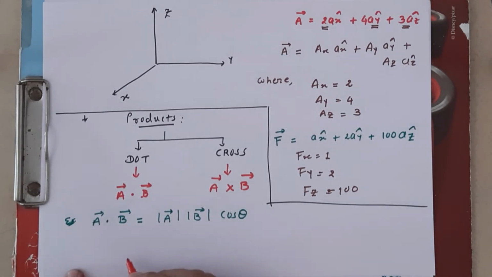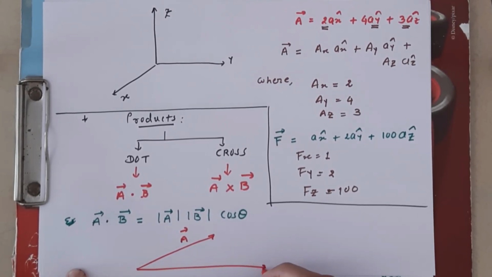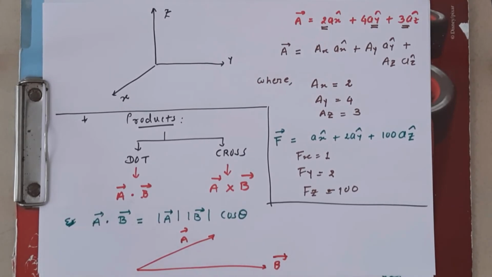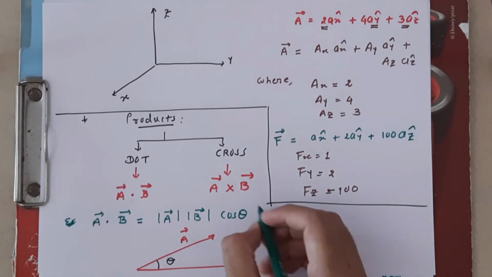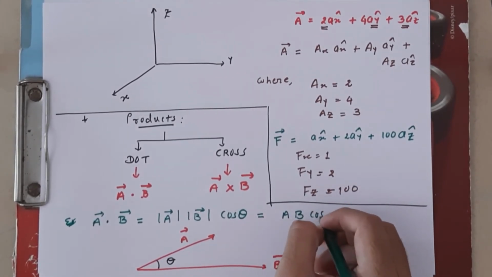See here, suppose this one is my vector A, and the second is my vector B. The main thing is the tail: the tail of the two vectors is common, and this is the angle theta. So angle theta is nothing but the angle between vector A and vector B. So the dot product between two vectors is mode of A, mode of B into cos theta. You may write it this way also: AB cos theta.